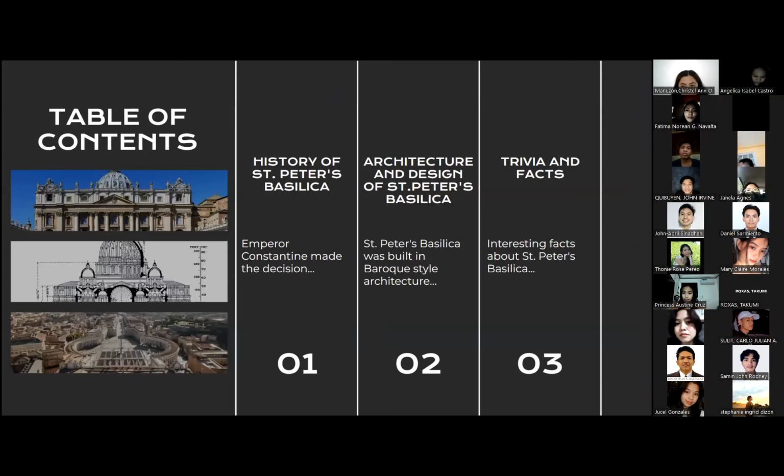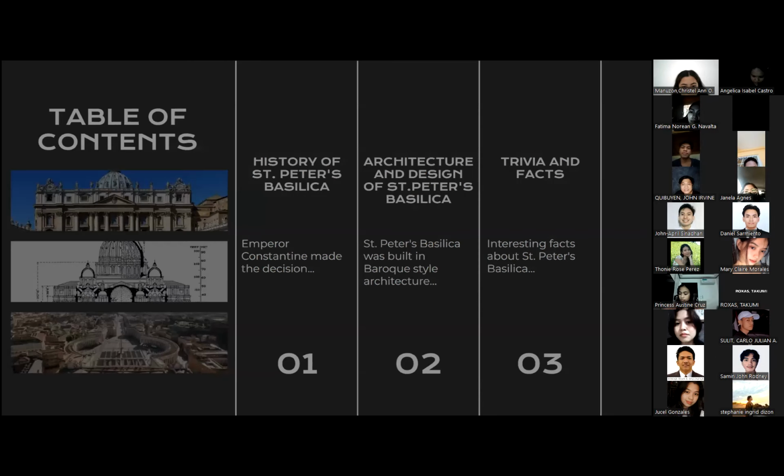So as you can see, our topic is divided into 3 parts, which are history of St. Peter's Basilica, architecture and design of St. Peter's Basilica, lastly, trivia and facts. Next slide.